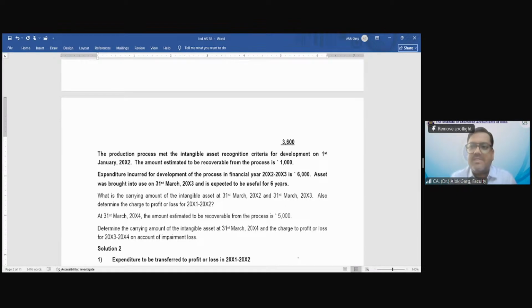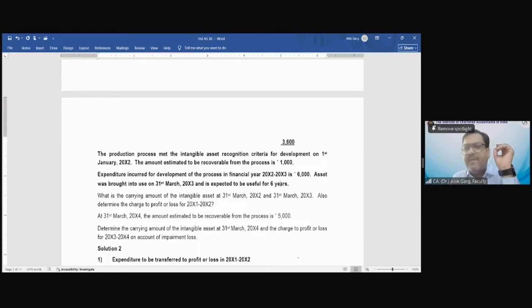Amortization. The relevance of this information is that on 31st March 20x3, you will capitalize this intangible asset. So first, in the development phase, what accounting entry will you pass? You will pass intangible asset under development account debit to bank account. And when you capitalize, what accounting entry will you pass? Intangible asset account debit to intangible asset under development account.